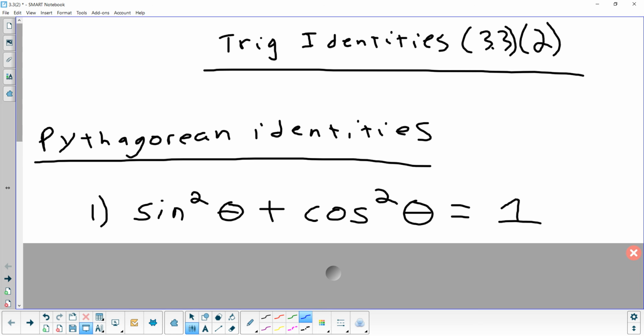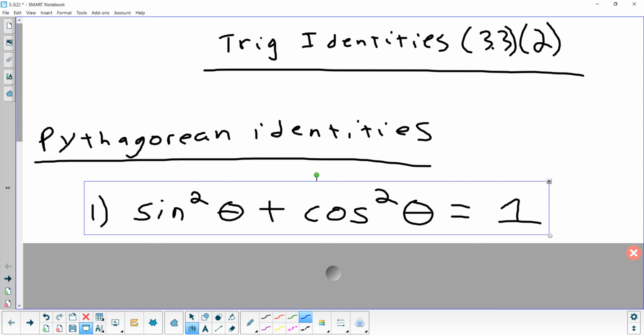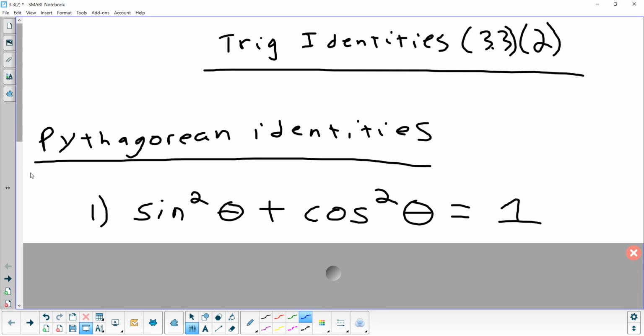That's our first Pythagorean identity. We take the sine of an angle and square it. Take the cosine of an angle, square it, add them up. The answer will always come out to 1. So that's nice because anytime we do a problem and we end up with sine squared plus cosine squared in the problem, we can cross that whole thing out and replace sine squared plus cosine squared with a 1.